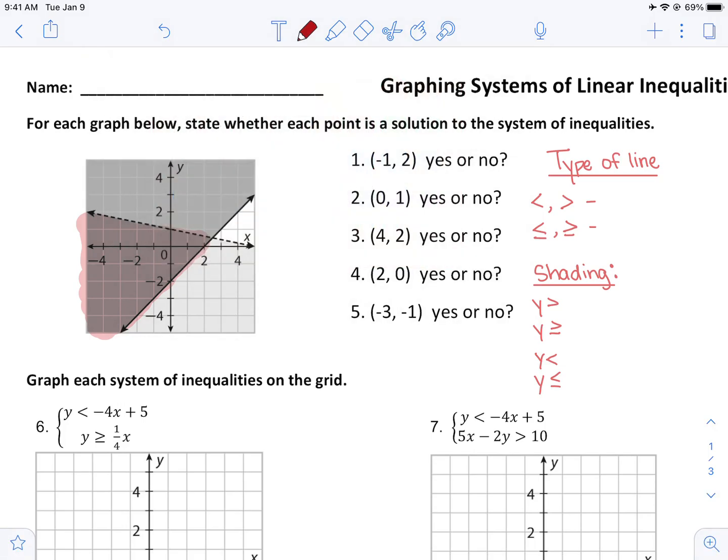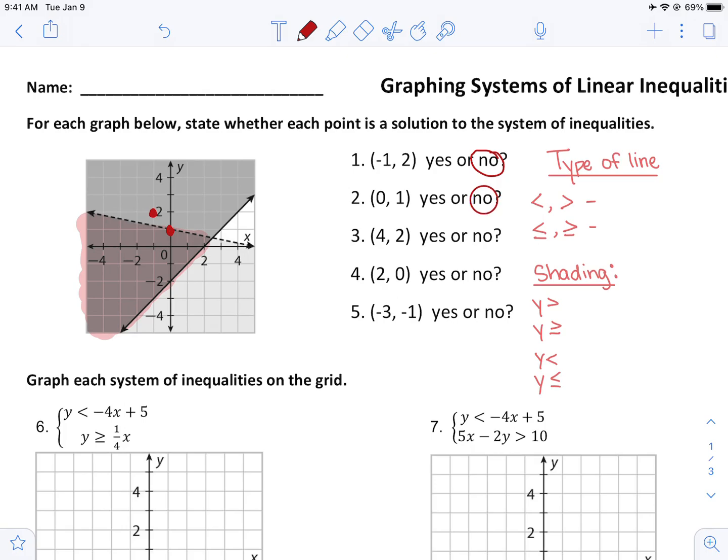So here we go. Number 1, I'm going to plot the point -1, +2. That point is right there. That is not in that common shaded area. It is a solution for one of the lines, but not for the dotted line. So no, because it has to work for both of them. The next one is 0, 1. Again, this is a solution for the solid line, but it is not a solution for the dotted line, because it cannot be on the line and be a solution if it's dotted. So that is a no.